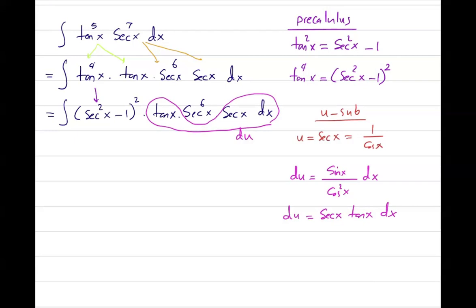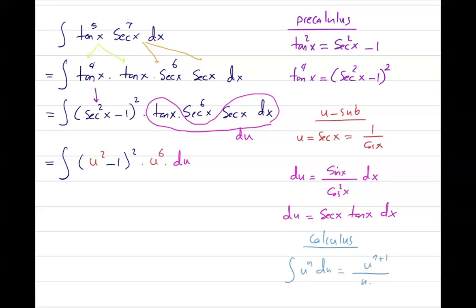So this integral can be written as the integral of u squared minus 1 to the 2nd, times u to power 6 du. Now we are going back to calculus. From calculus, the integral of u to power n du is u to power n plus 1 over n plus 1, plus constant of integration. Well, we can simplify this further.